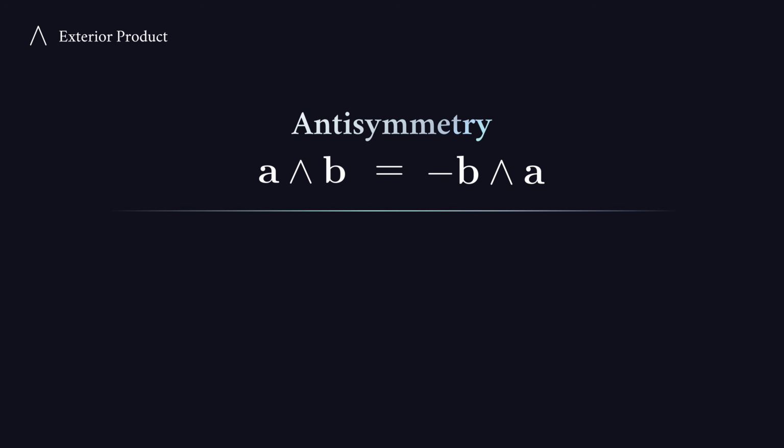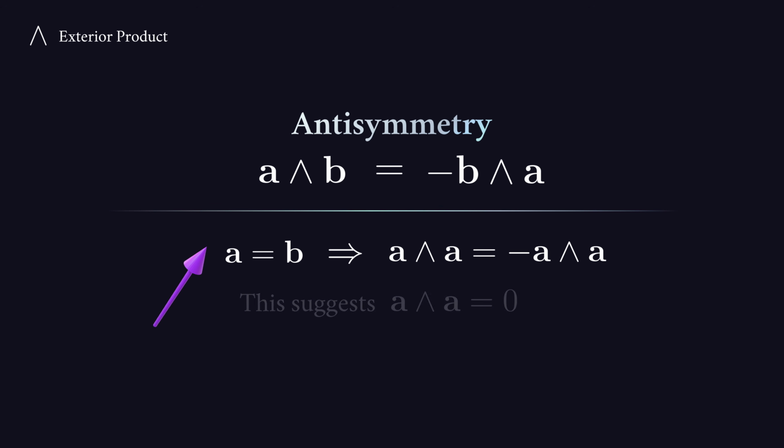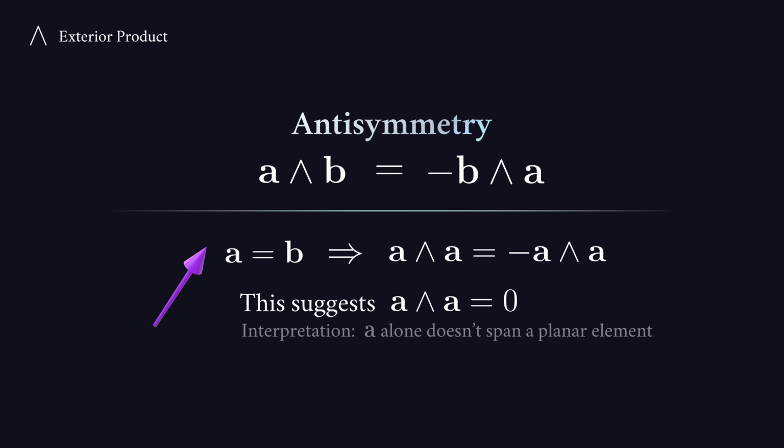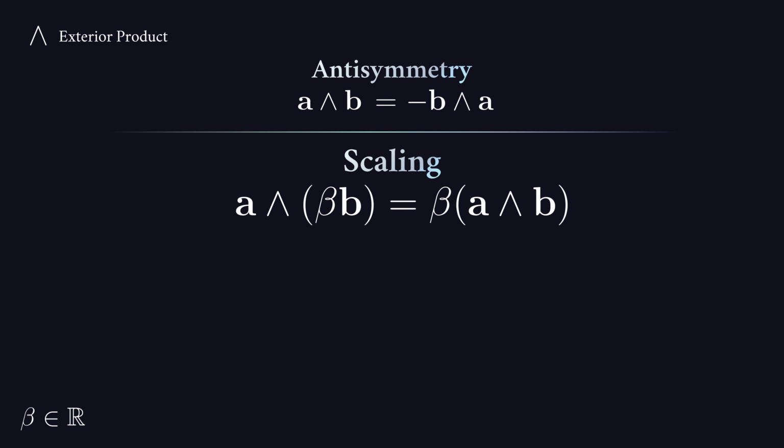As a consequence, what happens if we think of the same vector and we take the product? So in this case, we would take A equal to B. Then what follows with this antisymmetry is that A wedge A is equal to minus A wedge A. And this suggests that A wedge A is 0. So the interpretation here would be that the vector A alone doesn't span any planar element. That's why we say it's 0, because the planar element that one vector alone spans just has weight 0. It doesn't really exist. Then another important property is scaling.